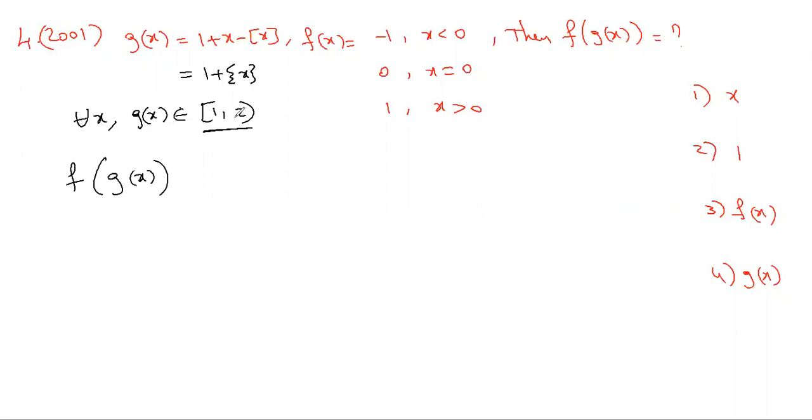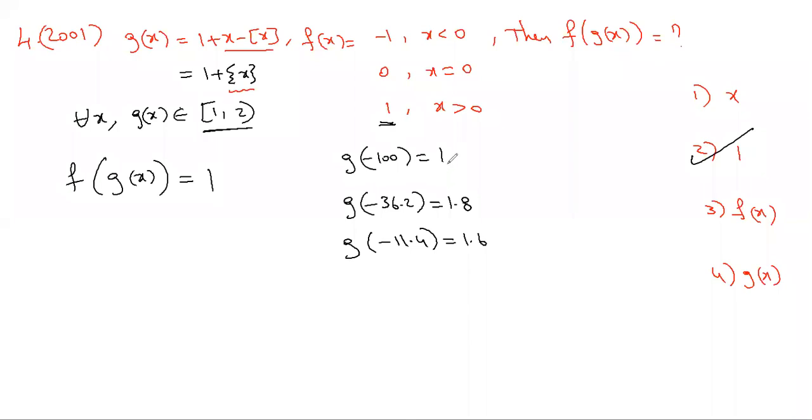All outputs of g are positive numbers. So for every positive input, you get the f image as 1. So f of g of x is always equal to 1. So the answer is 1, the second option.